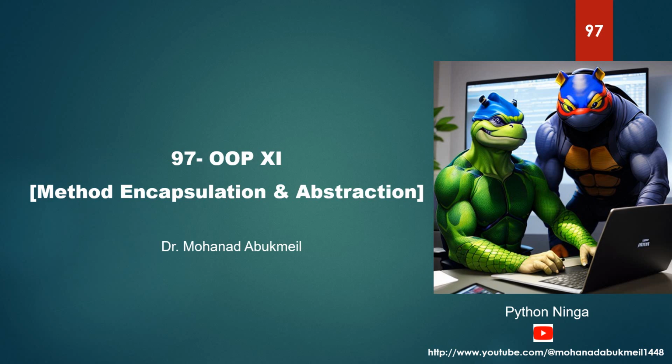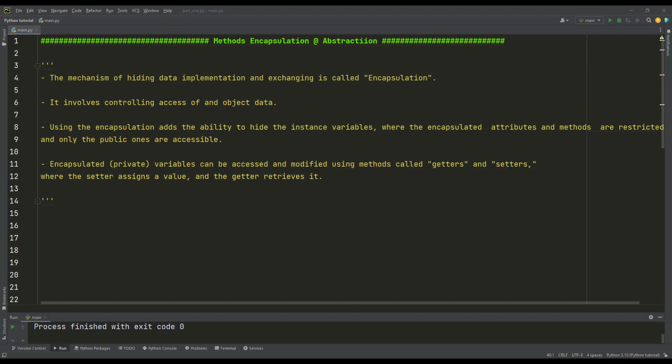In the previous tutorial, we learned together attribute encapsulation in object-oriented programming, and in this tutorial, we will learn together method encapsulation and abstraction. As we described in the previous tutorial, the mechanism of hiding data implementation and exchange is called encapsulation. Encapsulation is also applied to attributes and methods of the class, or a behavioral class. Today we will learn how we can use encapsulation and abstraction for methods inside a class.